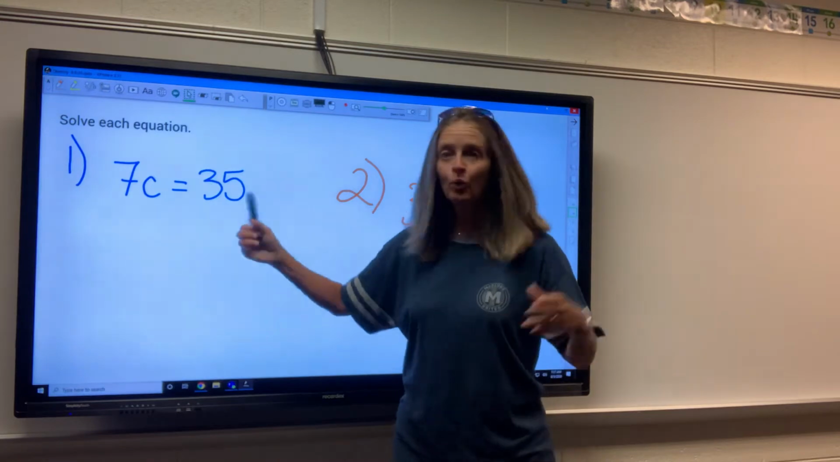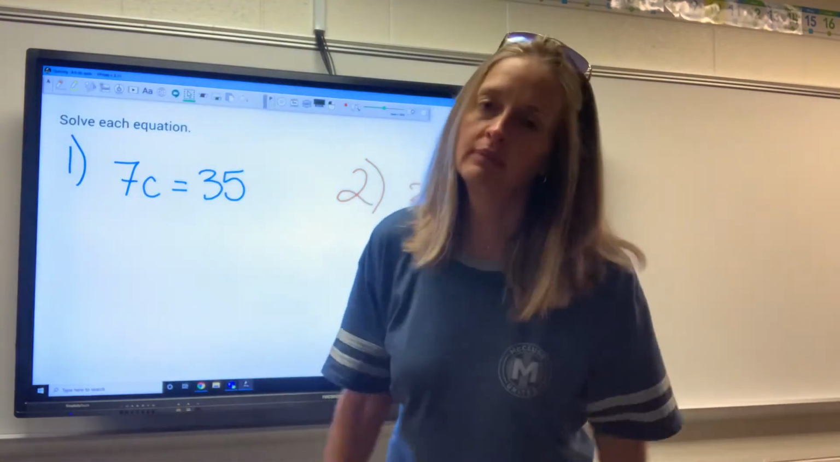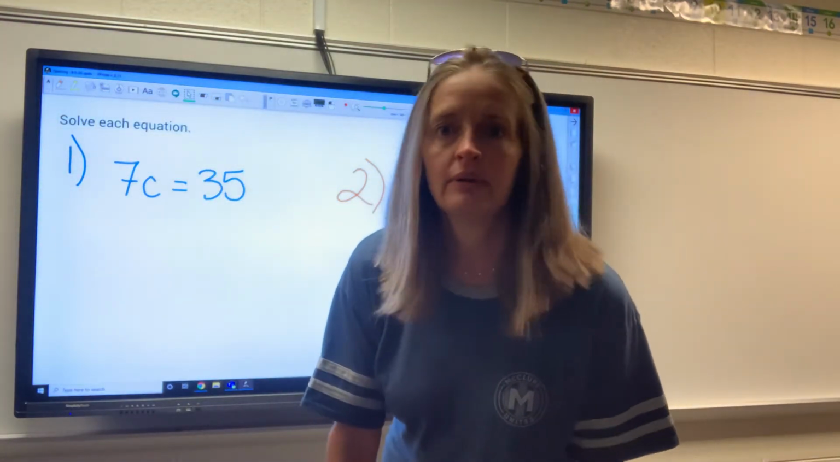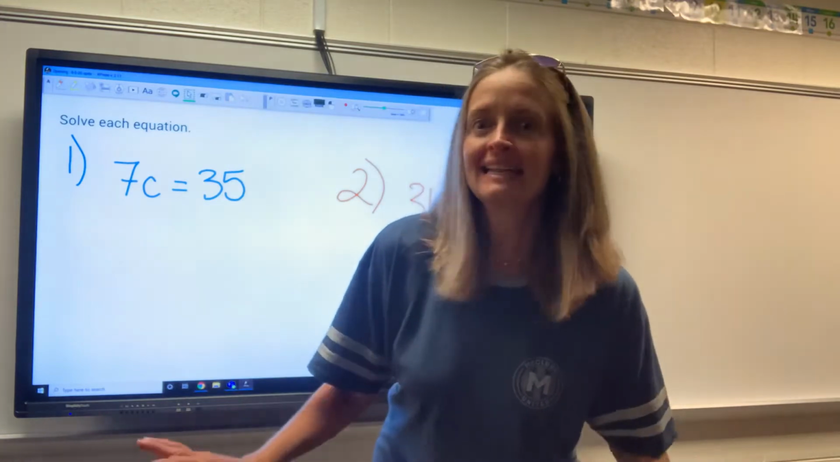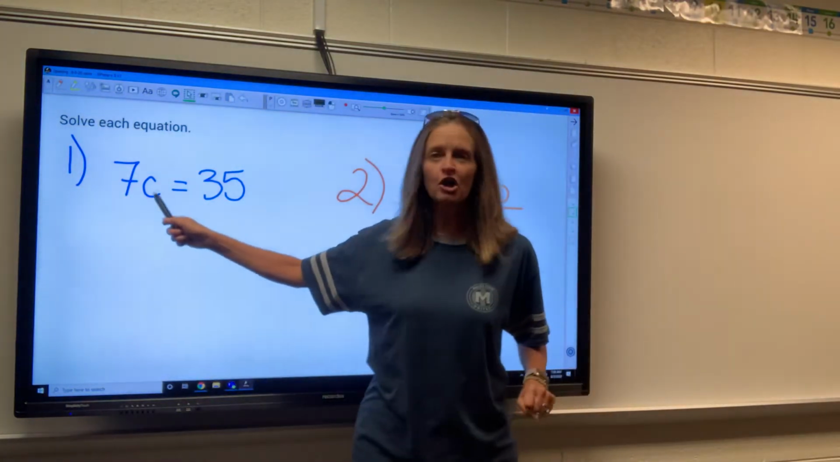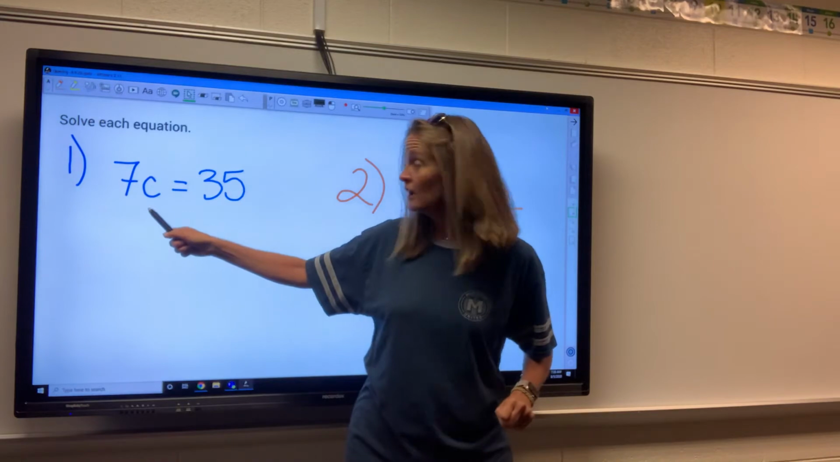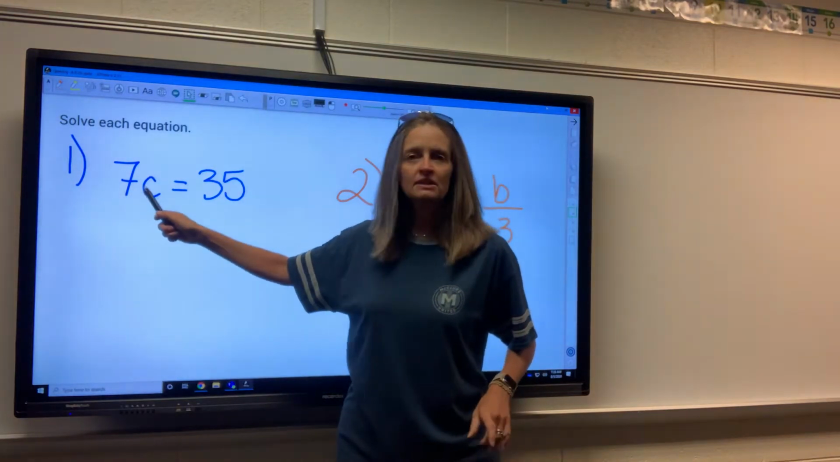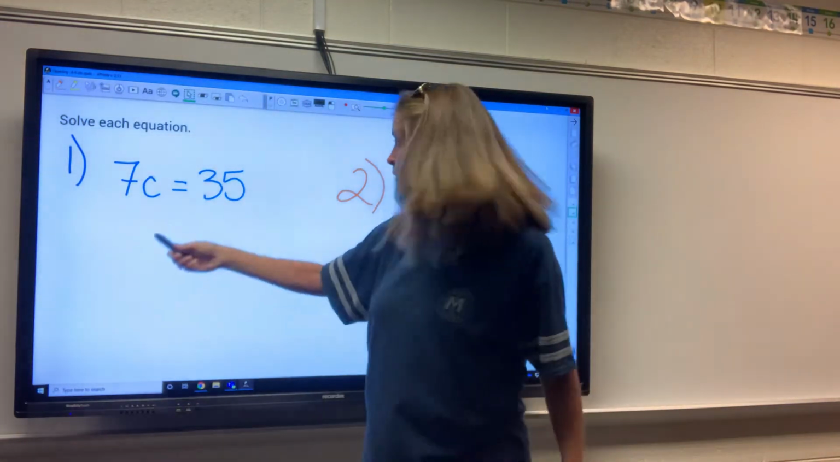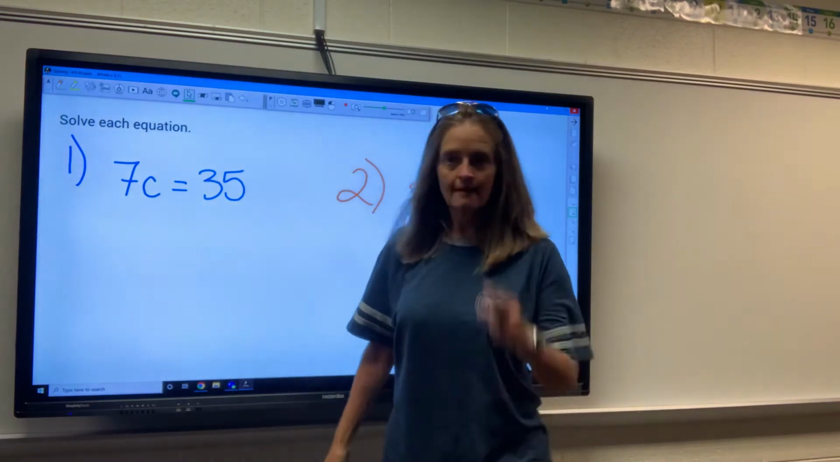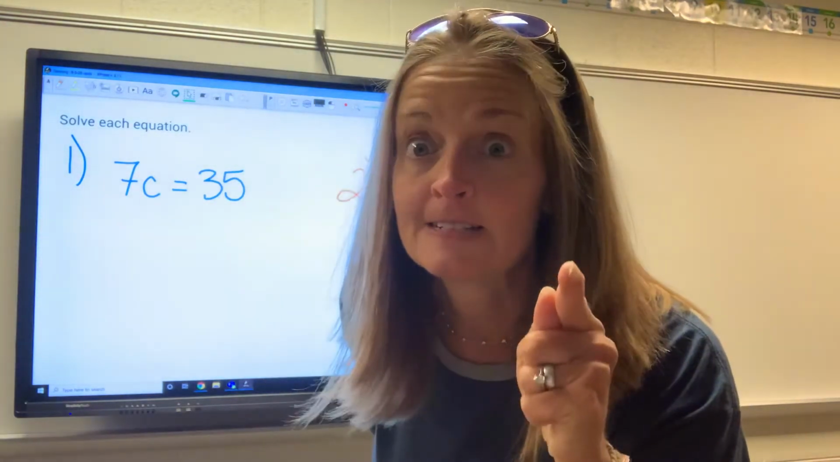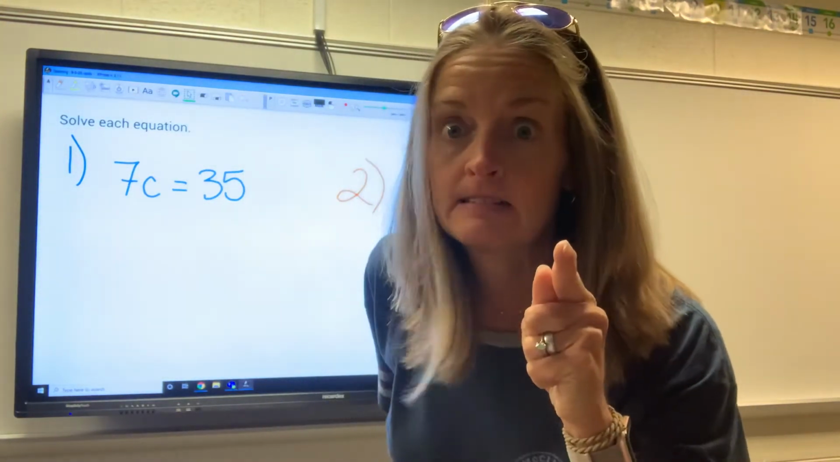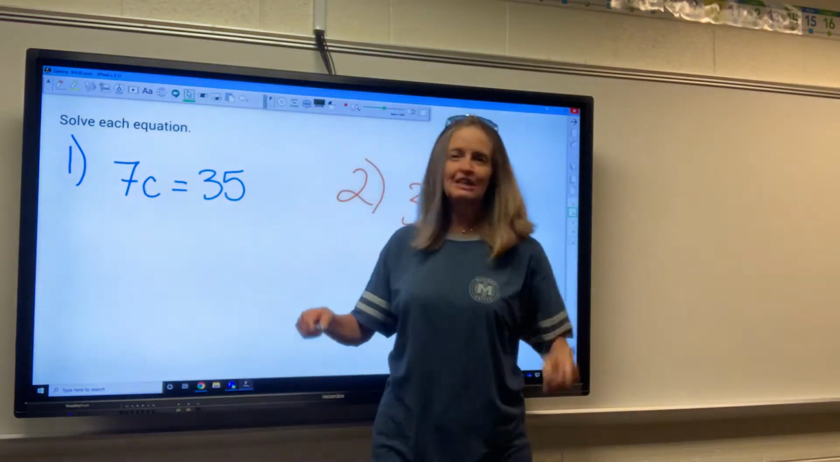You see that C? We don't know what it is. Well, God bless America, I hope you know what that is. But anyway, we're pretending that you don't know what it is. So we're going to solve what this C is right here. We have to figure out 7 times what equals 35. You better know that it's 5. I'm just saying. But just pretend you didn't know that.